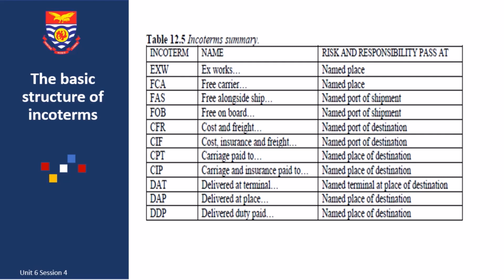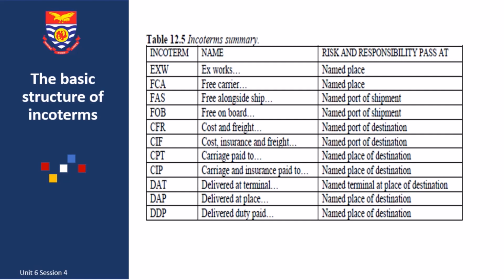The DAP, which is delivered at place, is the next D term. With this term, the seller pays all cost of carriage to the named place, excluding costs related to import clearance, customs duty, VAT, and so on. The seller also assumes all risk up to the point at which the goods are ready for unloading by the buyer. The buyer carries out all customs formalities unless the contract states otherwise.